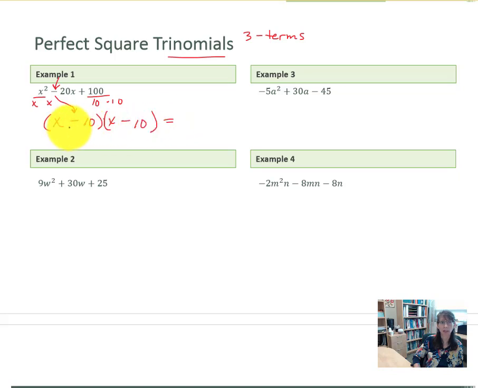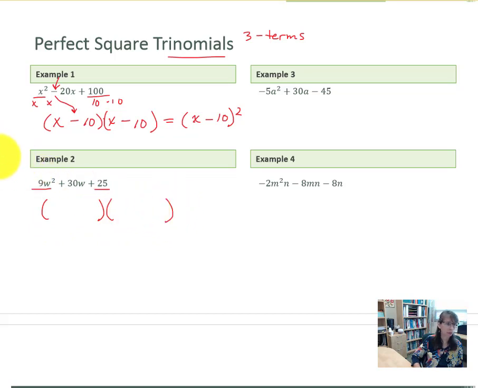So if our quantities now are identical, another way to write that is the quantity of x minus 10 squared. So you could write your answer out either way, expanded or with the quantity squared notation. For example 2, we have our highest to lowest power. We notice that the first and last terms are perfect squares. So we're going directly to the factors.